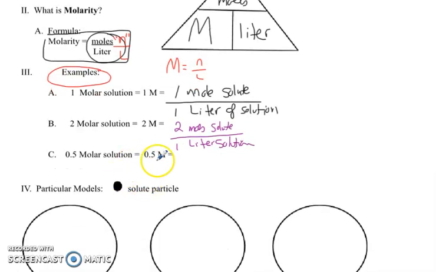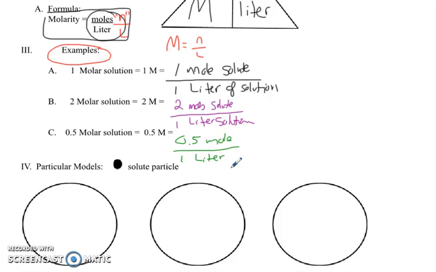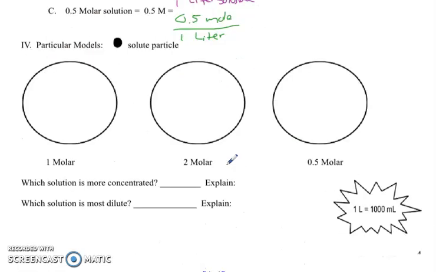And then if it was a 0.5 molar solution, what would that be? Well, that's going to be 0.5, or a half of a mole, over 1 liter of solution. Okay, so let's look at a particle model. So let's take a second and pause real quick.